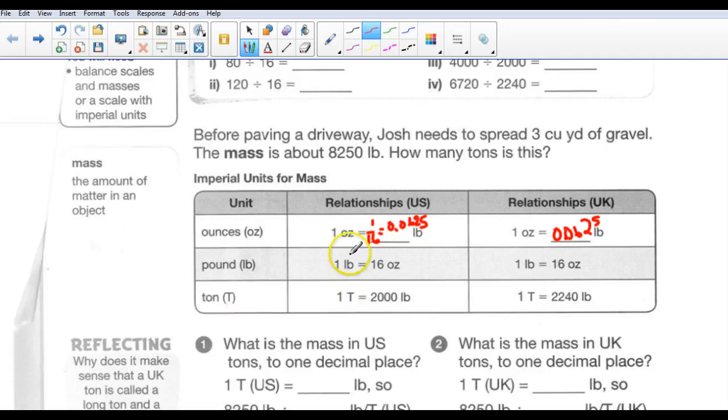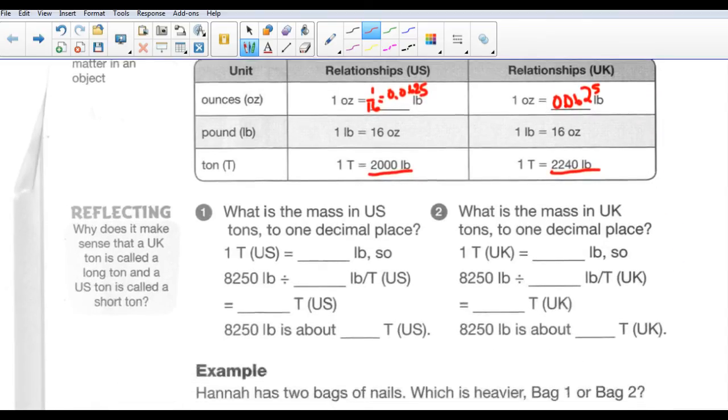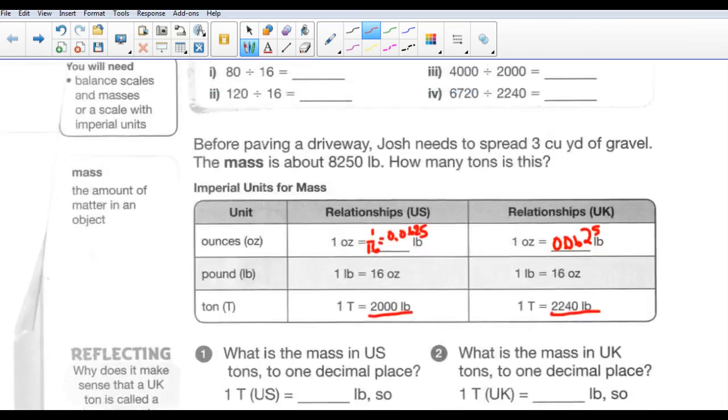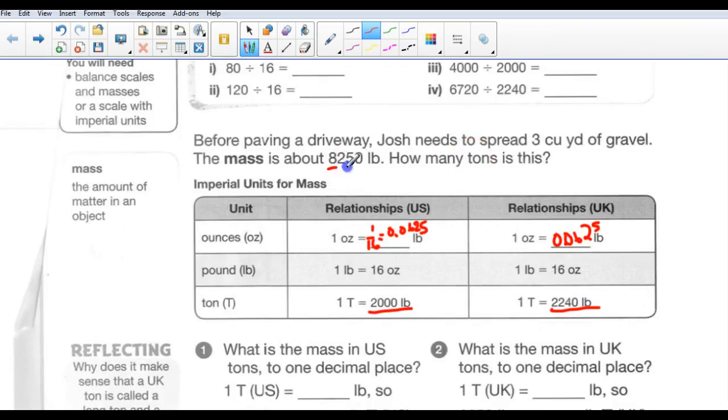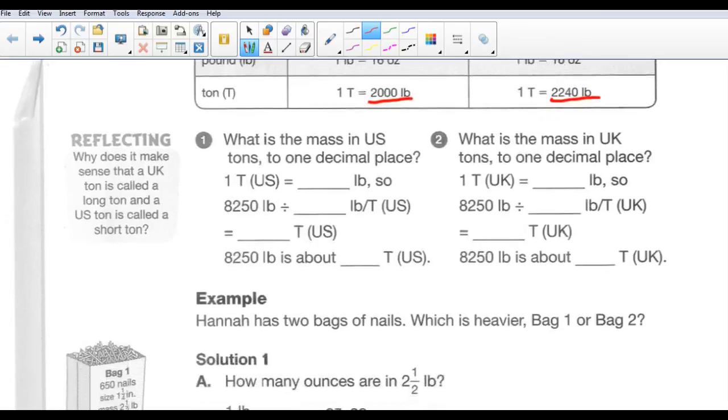Here's where it differs when we're talking about tons. In the US system, 1 ton is equal to 2,000 pounds, but in the UK imperial system, 1 ton is 2,240 pounds. So I have to be very specific about what system in imperial we're going to use. Now remember, we're working with 8,250 pounds, and we are converting it to tons. It depends on if we're using the American or the UK, so we'll do both.